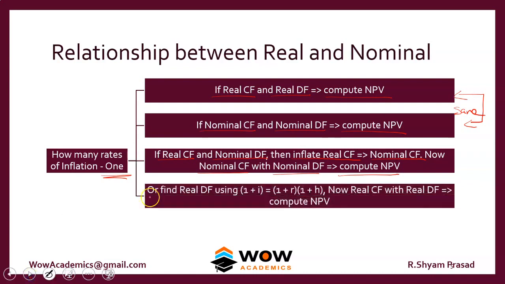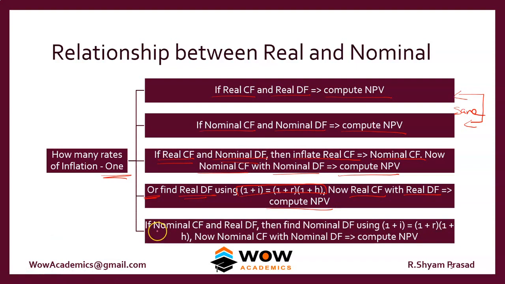Or, as an alternative, you know the real cash flow. What you have to do is only get a real discount factor. So try to get the real discount factor by using this formula. Now you will have the real cash flow and the real discount factor, and you can compute the NPV.